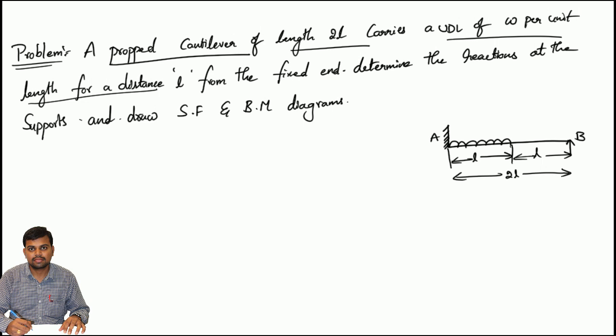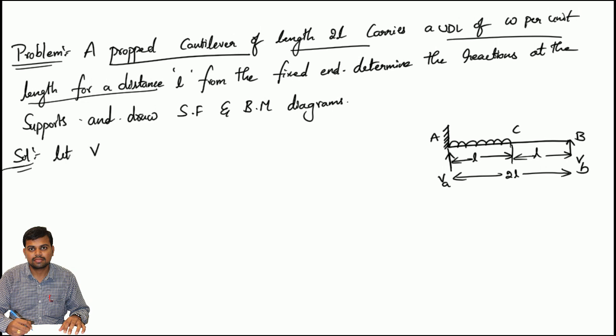I am considering the fixed end as A, and the end of the UDL as C. Now I have to draw the shear force and bending moment diagrams for this case. First of all, I have to find the vertical reactions at the supports. I am considering the vertical reaction at A as VA and the vertical reaction at B as VB. First of all, I am going with the solution of this case.